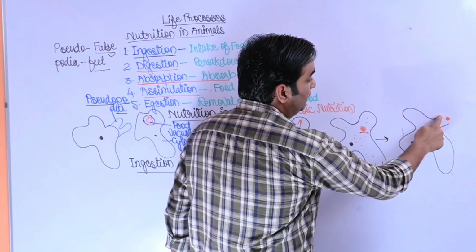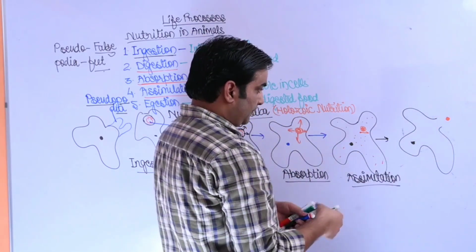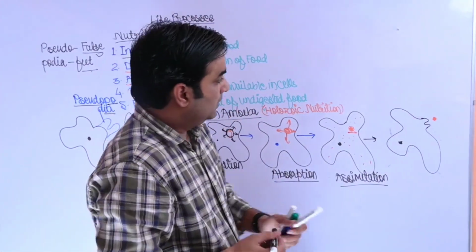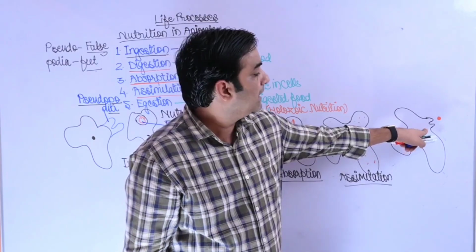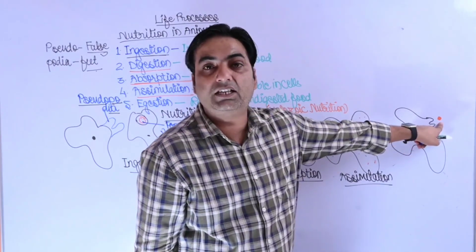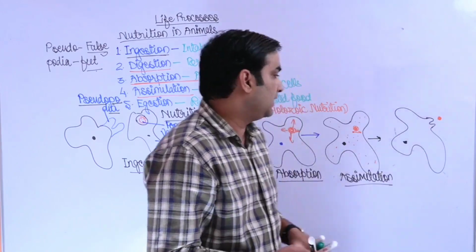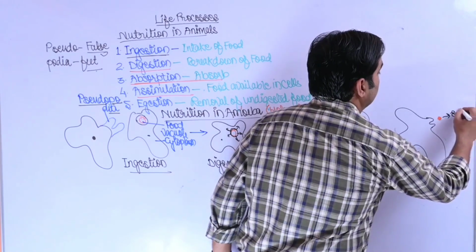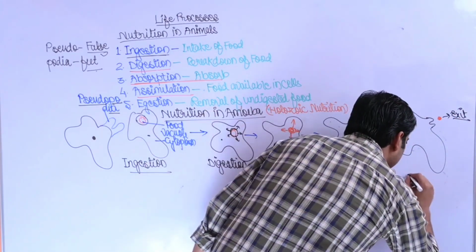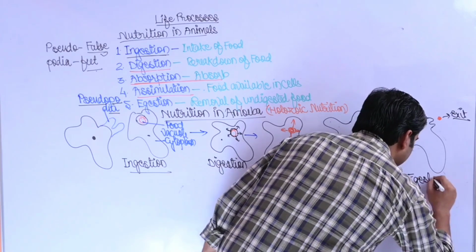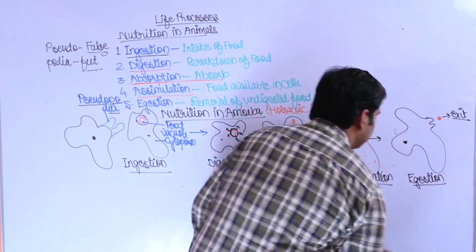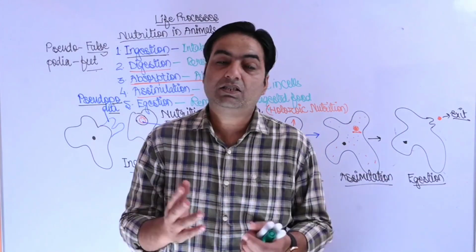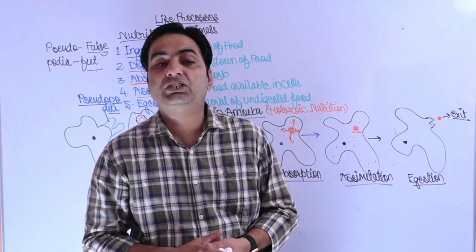Breakdown of the plasma membrane will be taking place, and the amoeba now dissolves its plasma membrane according to the need, and the food material which is not digested moves outside. It is going through the exit, and this process is called egestion. This complete process is called egestion. So these are the 5 steps of nutrition. Here we discussed completely about the nutrition in amoeba.